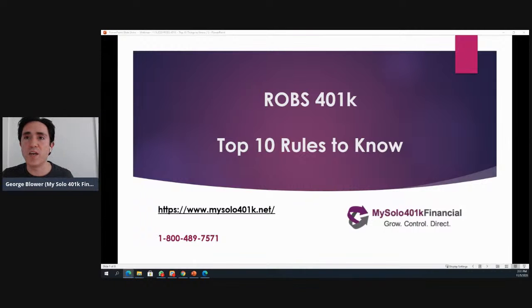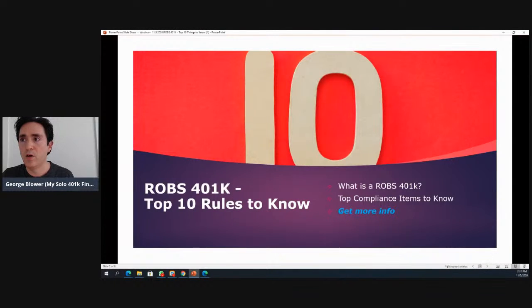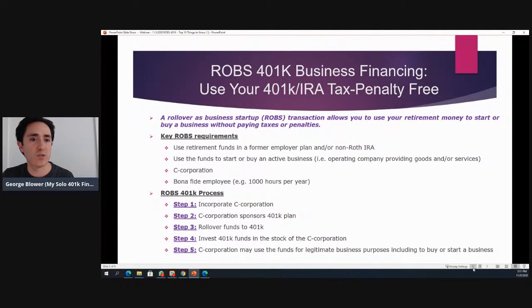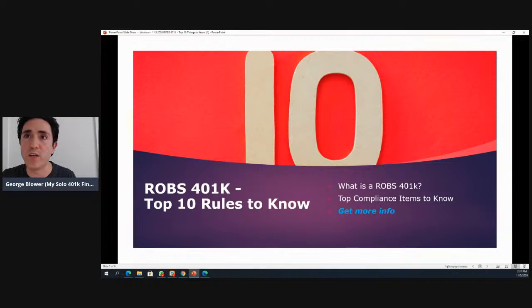So today's session is going over the top compliance rules to know for those who are considering doing a ROBS 401k transaction. So let's take a look at our roadmap here. So we've got what is a ROBS 401k? We're going to first start talking about the basics as far as what is a ROBS transaction, and then we're going to go through the top compliance items to know. I would encourage you to ask questions in the chat, and I will answer those questions as we go through the slides.